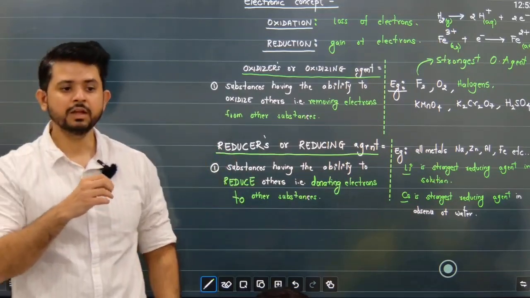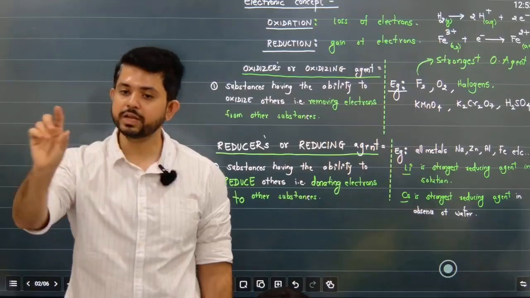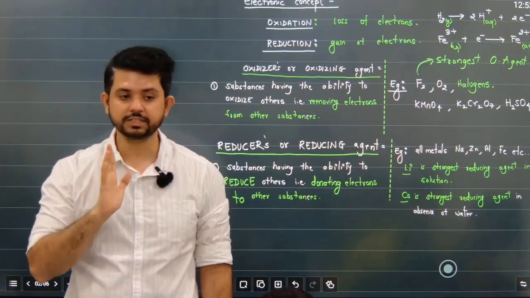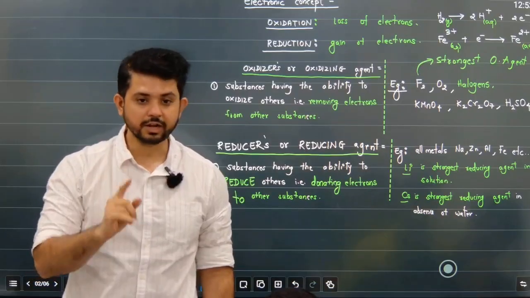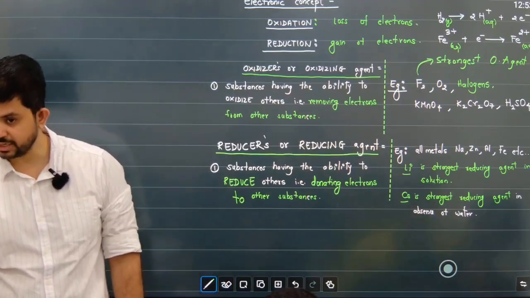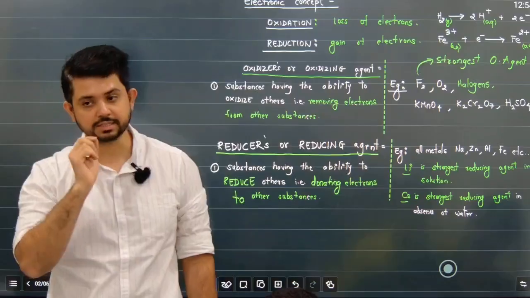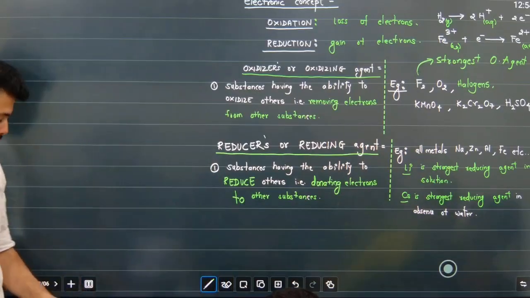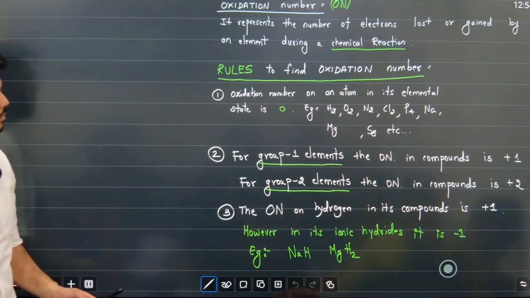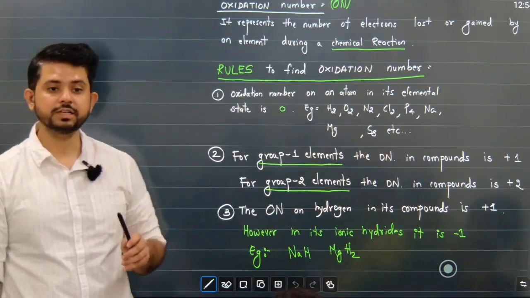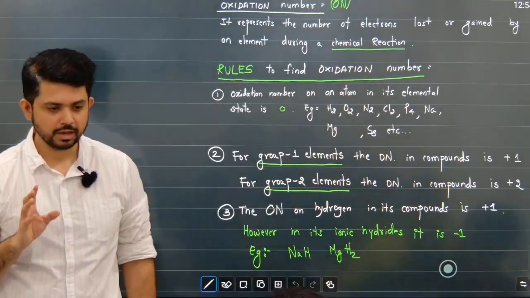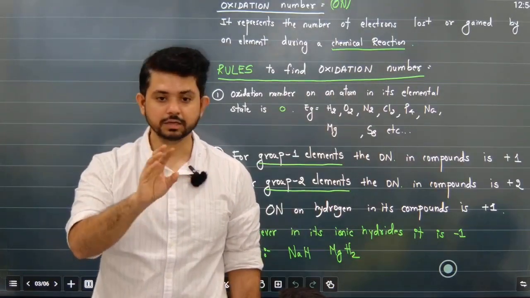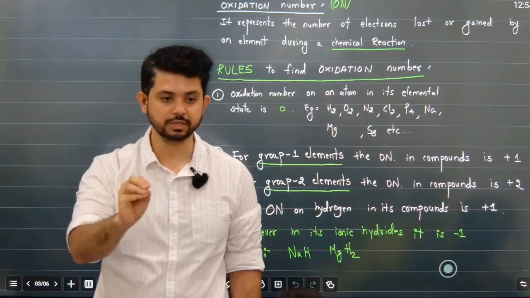Now, we need to understand that by just looking at a particular compound, how can you identify whether it is an oxidizing agent or a reducing agent, whether it will undergo oxidation or it will oxidize the opposite element. For that, we need to first understand the concept of oxidation number. Now, what do you mean by oxidation number? In simple terms, it is the charge on an element in a compound.